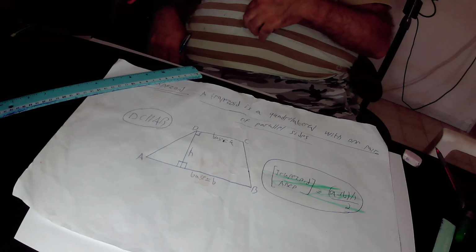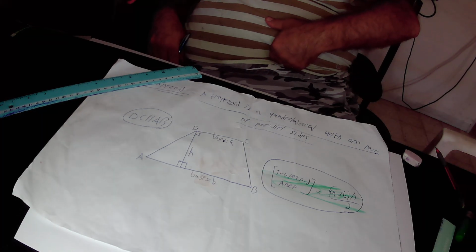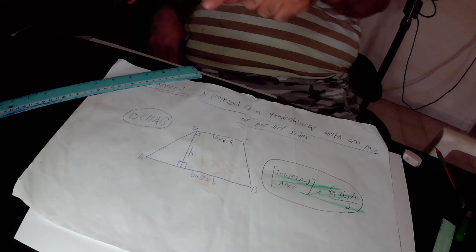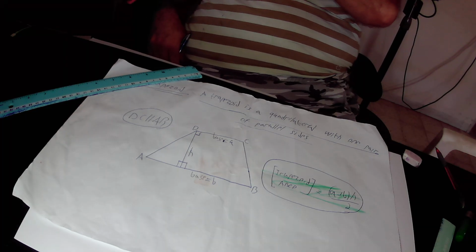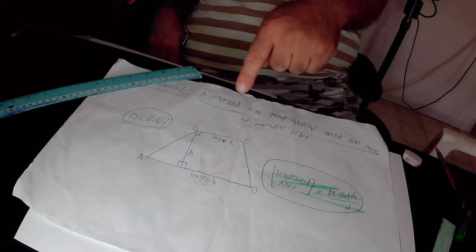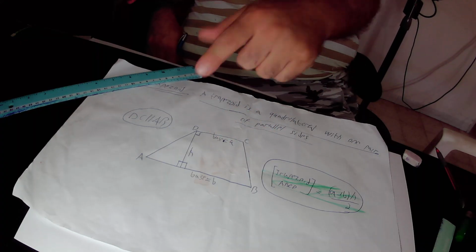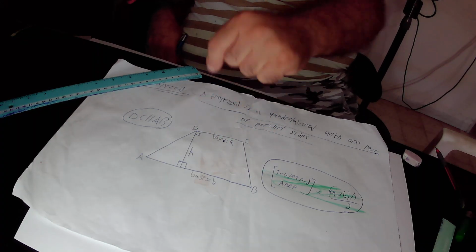So, to repeat, in conclusion, we found out that a trapezoid is a quadrilateral with one pair of parallel sides, and the area of any trapezoid equals the sum of its two parallel bases, in this case A plus B, times the height edge, over 2. And the height edge must create 90 degrees with the two parallel bases.